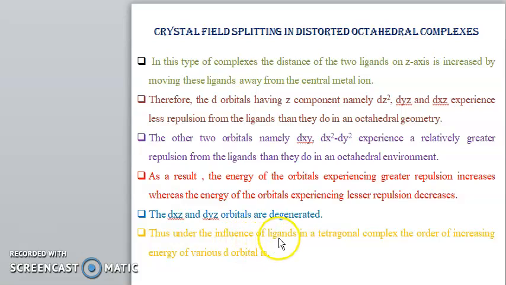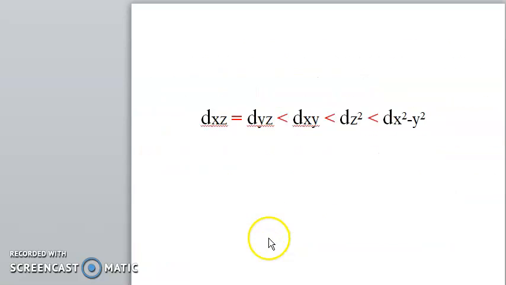Thus, under the influence of ligands, in a tetragonal complex, the order of increasing energy of the various orbitals is dxz = dyz < dxy < dz² < dx²-y². It means the highest energy orbital is dx²-y², then dz², then dxy, and both dyz and dxz have equal energy.